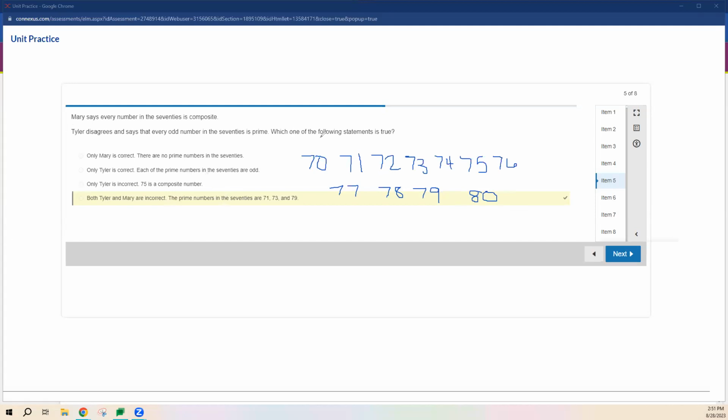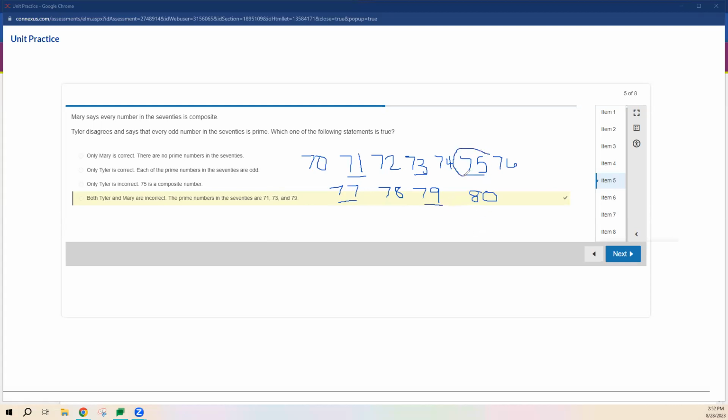And it says, which of the following statements is true? So only one of these is true. It says only Mary is correct. There are no prime numbers in the 70s. Okay, well, I'm not 100% sure about that just yet. Okay, so I'm going to just sit tight on choice A. Choice B says only Tyler is correct. Each of the prime numbers in the 70s are odd. So I'm going to look at my odd numbers first. I have 71, 73, 75, 77, and 79.